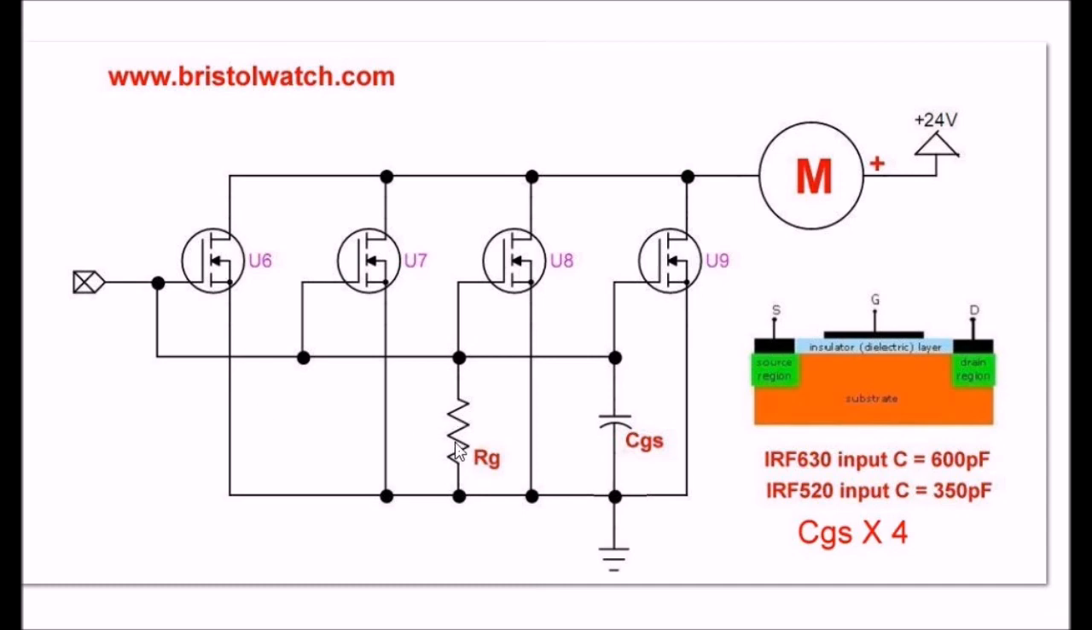Let's look at a value here. This is RG. But we have something else in here that's hidden that most people don't think of much, but it's in the spec sheets. It's called CGS, or capacitance gate source. We'll look a little closer at the structure of a MOSFET in a minute, but if you go to the IRF 630 spec sheet, CGS is 600 pF. On an IRF 520, CGS is 350 pF.